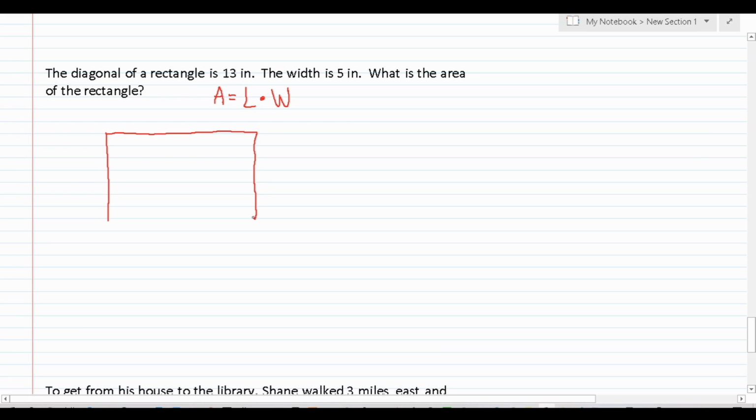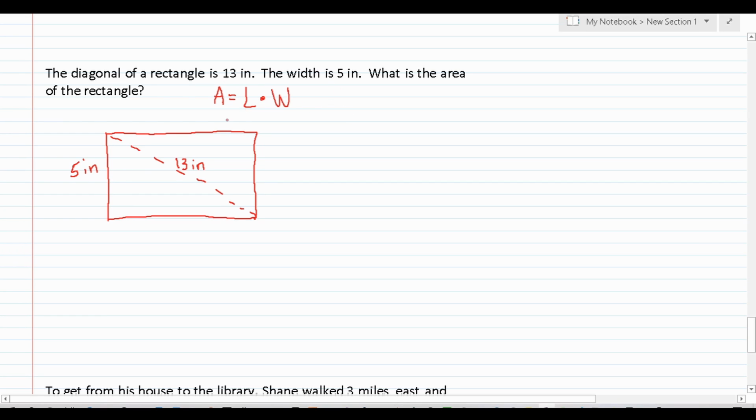Again, we're dealing with a rectangle here, and in case you haven't realized it yet, Pythagorean Theorem will be used a lot in regard to asking you questions about rectangles as well. We're told the diagonal of this rectangle, which is the distance from this corner to this corner, is 13 inches. And the width, which is over here, is 5 inches. We want to know what the area of this rectangle is, okay?